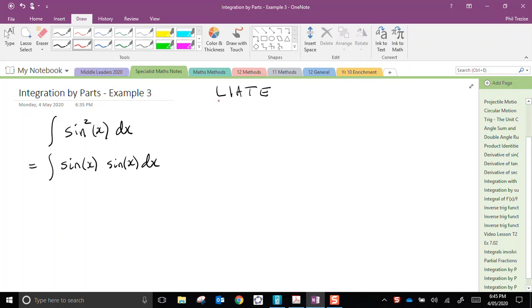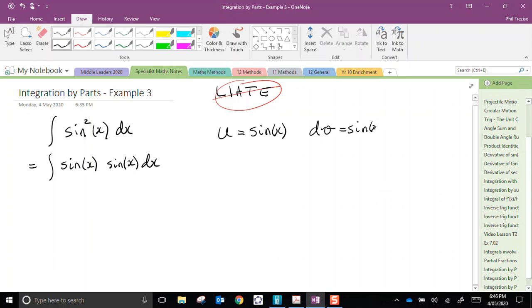Now normally we would look for different functions, logarithmics, inverse trigonometrics and so forth. That's not going to apply this time, because both of these parts are trigonometric. So it's really not going to matter which one we call u. So u will be the sine of x. And then dv will be the remainder, sine of x dx. So just to highlight, that part is u, and this part, all of this part, is dv.